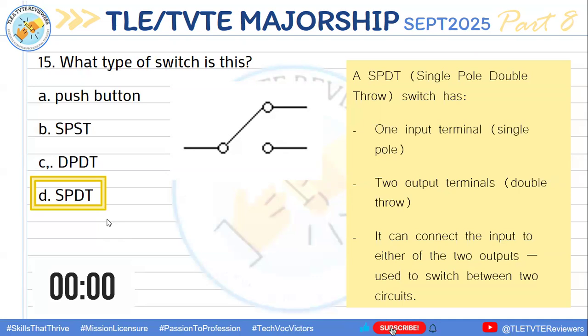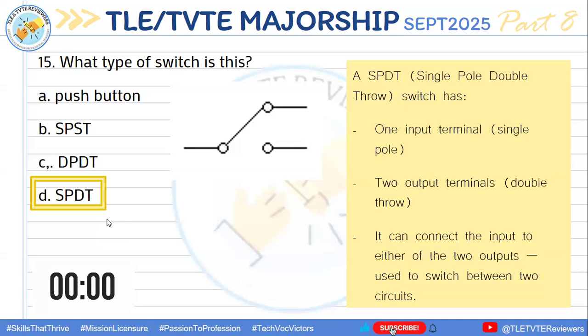So this is incorrect because a push button is momentary and usually SPST. So not used to toggle between two outputs. Letter B, SPST, or single pole, single throw. No, it has one input and one output. So it simply turns a circuit on or off, not between two outputs.